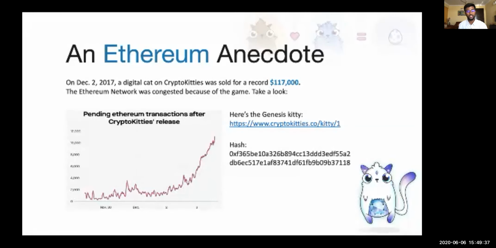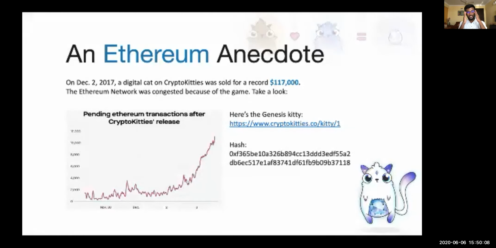But CryptoKitties, sometime in December 2017, had congested the Ethereum network to an extent, as you can see in the graph below. CryptoKitties really started with a very meager number of transactions. A very low number of people were actually exchanging kitties, breeding kitties, growing kitties, which you can see at the beginning. But later on, suddenly something happened, and at a time there were 11,000, 12,000 pending transactions in the Ethereum network.